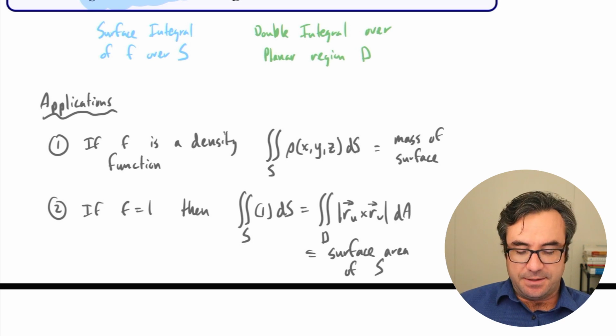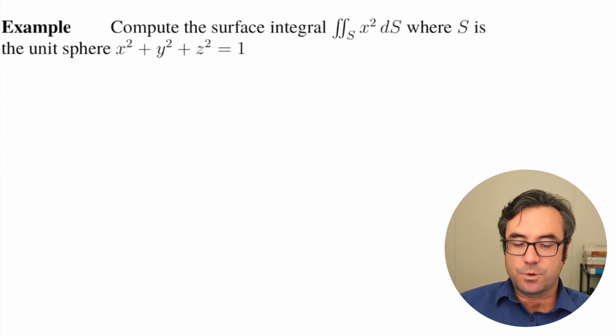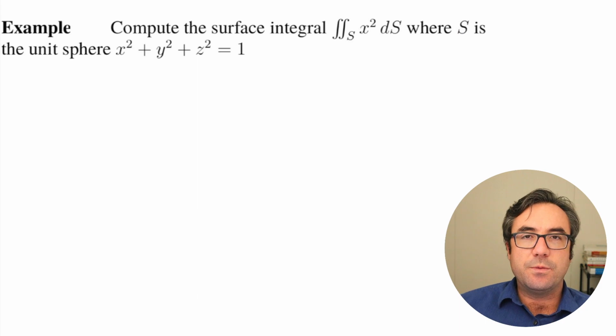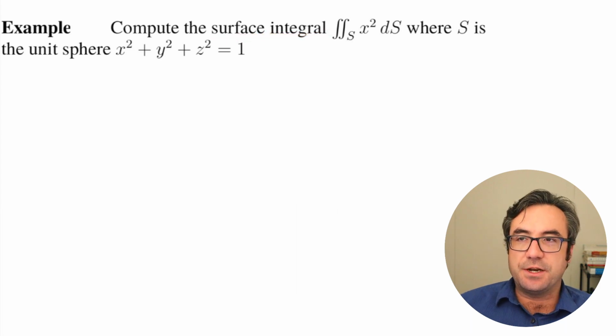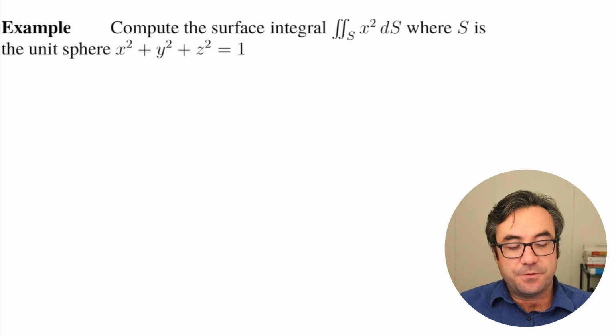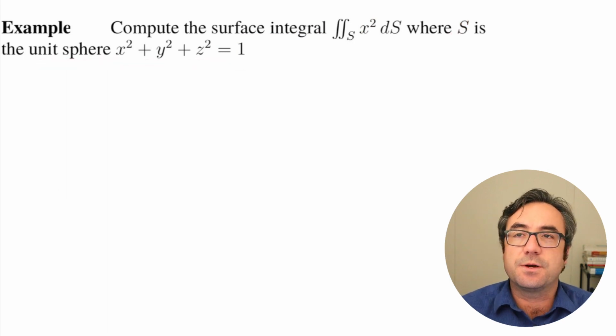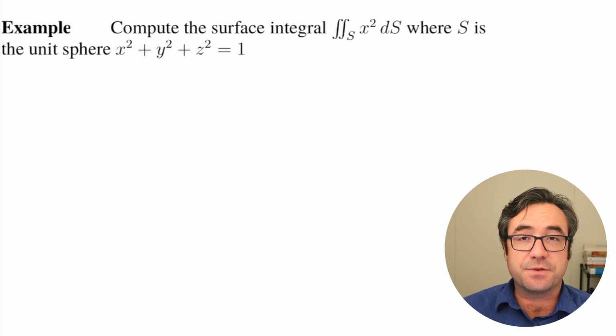All right, so let's try an example related to the one we looked at when we calculated the surface area for a sphere. So we're going to do the surface integral. The function we're integrating is x squared, and the surface S here is the unit sphere, x squared plus y squared plus z squared equals 1. And we want to calculate this surface integral.